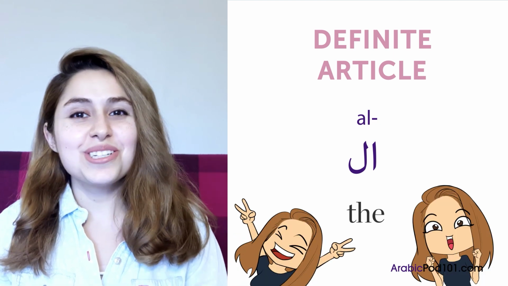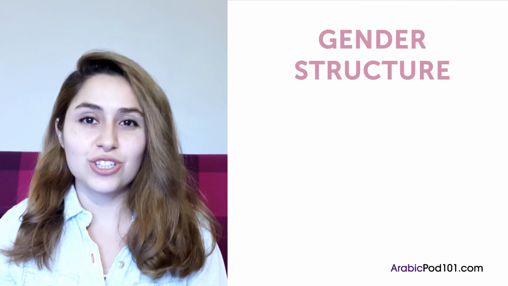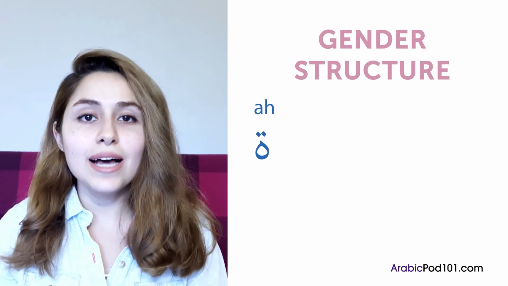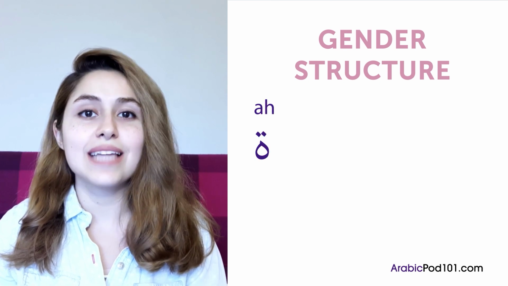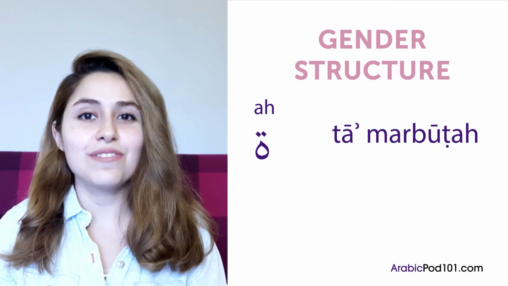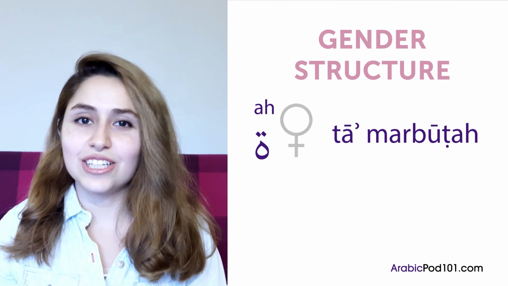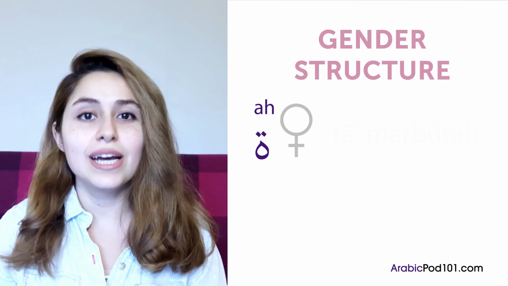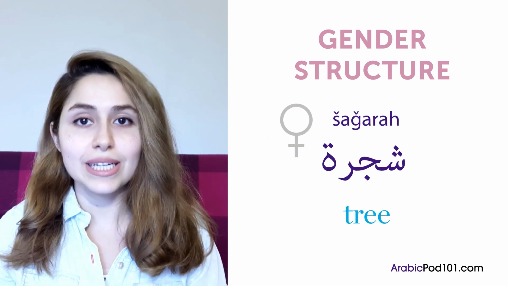Double yay! There is more good news. You can tell what gender a noun is from its structure. If you see a ha sound, commonly known as ta marbuta, at the end of a word, then it's definitely feminine and will be conjugated as such. For example, the word shajara, meaning tree.